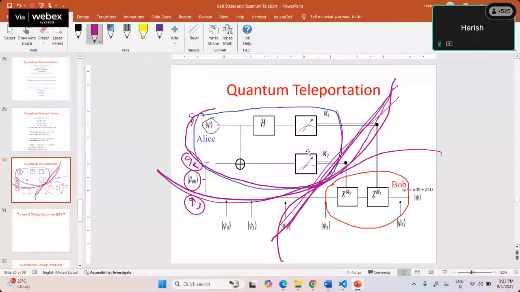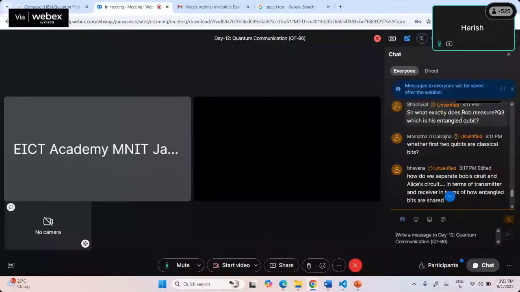What exactly does Bob measure? Q3, which is the entangled qubit? Yes. So Bob is measuring the qubit after applying these two operations, X and Z gate. Bob is measuring, and on measurement, Bob is observing that it has the psi state.